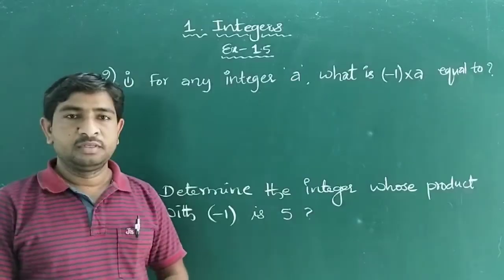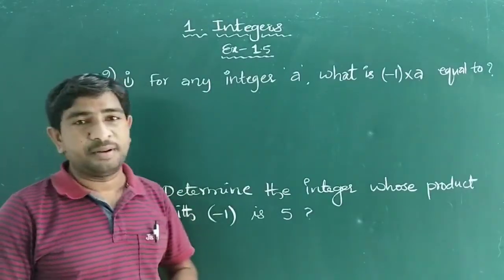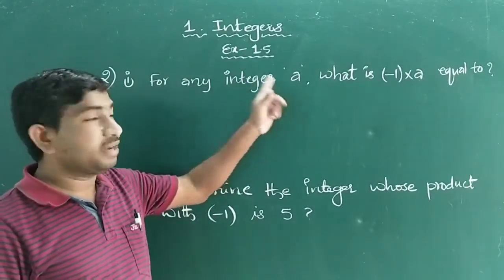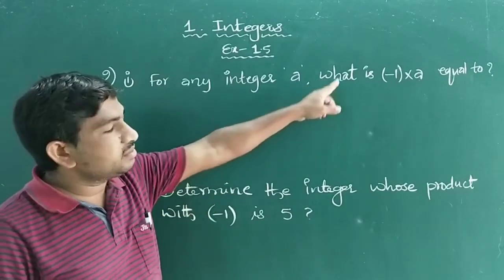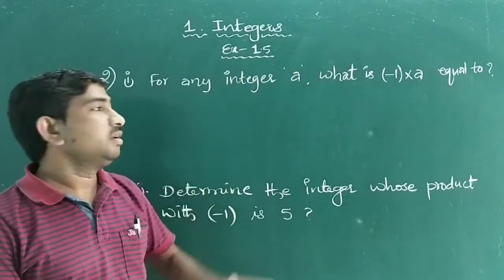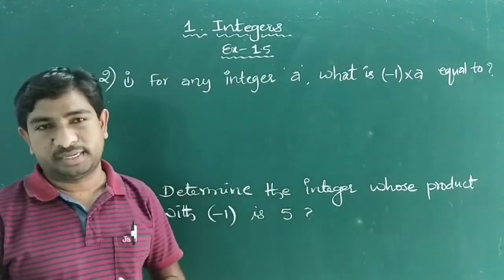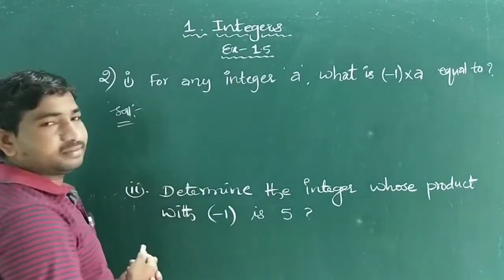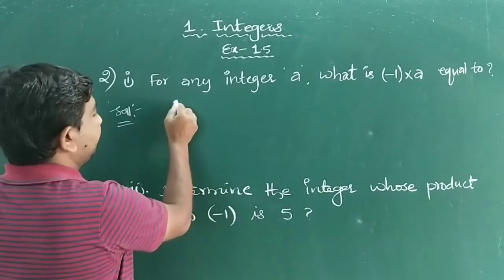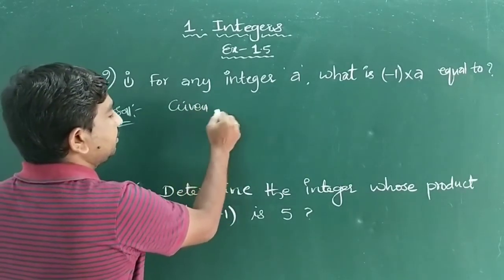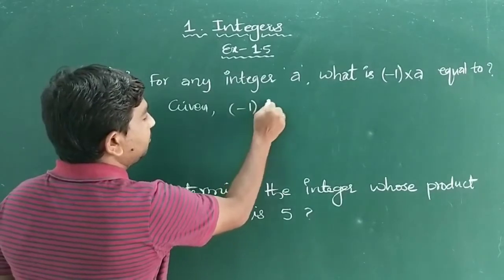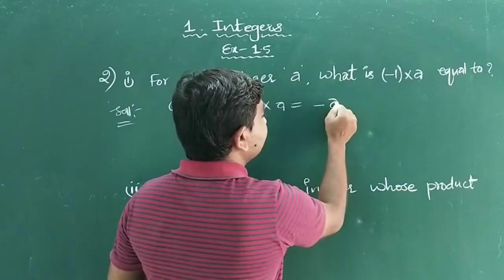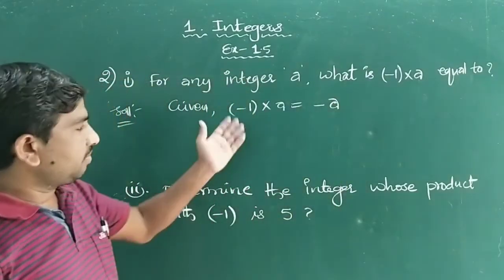Now the second bit. Now the second problem. First one: for any integer a, what is minus 1 into a equal to? See, for example, minus 1 into a. Given that, minus 1 into a is equal to minus a.